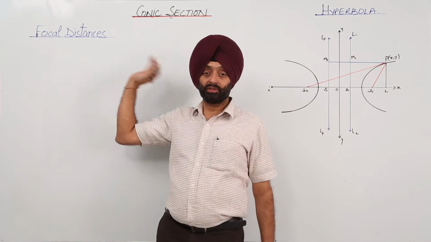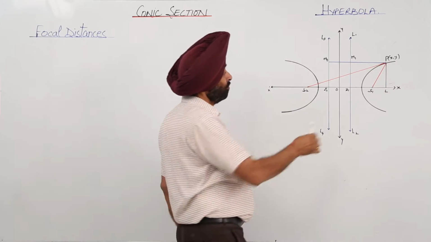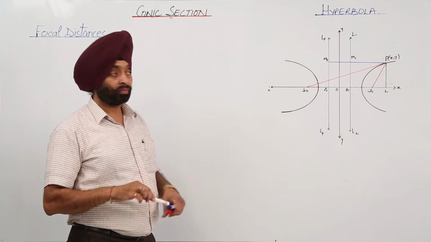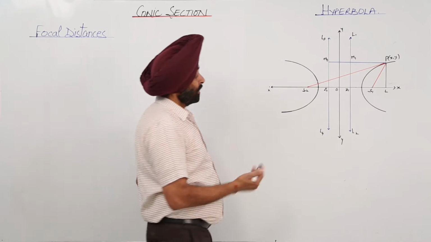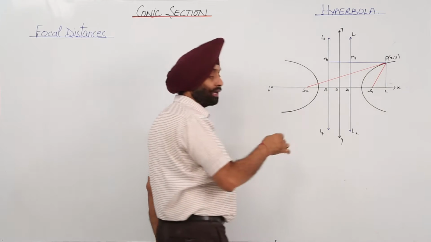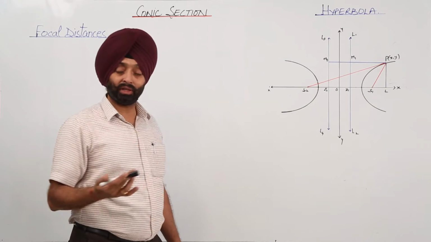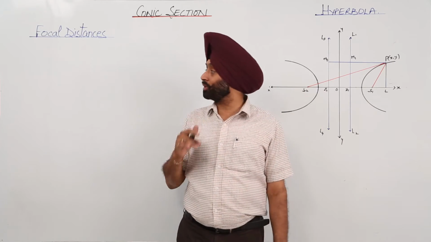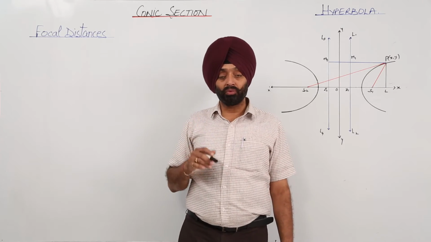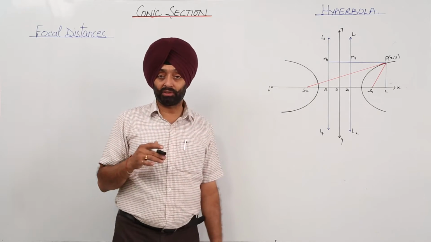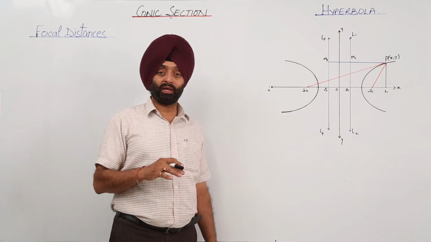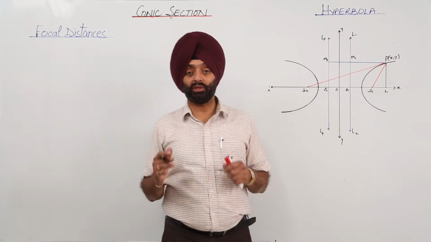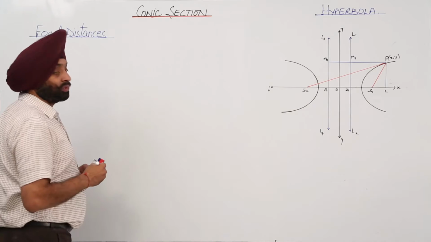Now focal distances. Here in the figure, S1P and S2P are the two focal distances of the hyperbola. And as usual L1, L2, L3 and L4 are the directrix, S1 and S2 are the foci. Now as we have done in the ellipse, we are going to prove that the difference of the focal distances from any point on the hyperbola is a constant, equal to the length of its transverse axis. This we are going to prove.